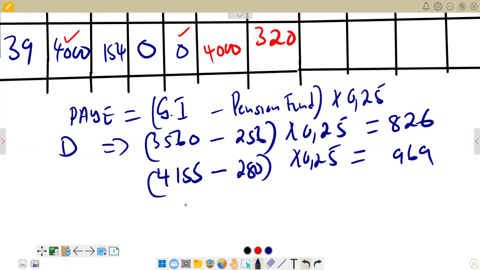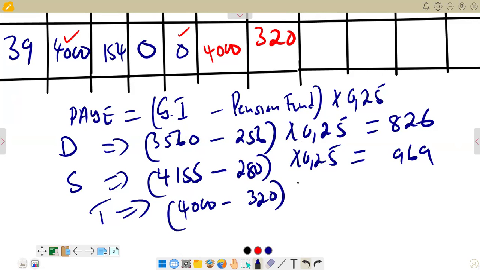Then we do the same thing for the last one. So the second one is S, and then the last one is T. Then we multiply that one again. The gross that we are having for the last employee is 4,000. Remember, it's the same with the net income. And then subtract the pension fund that we got there, which was 320.